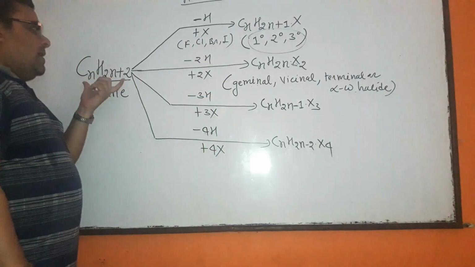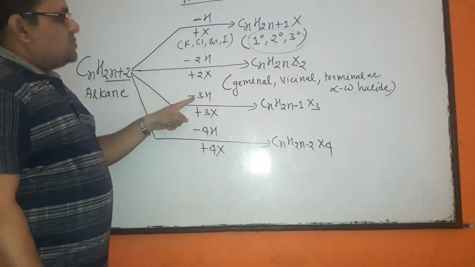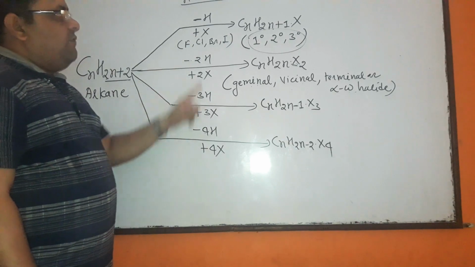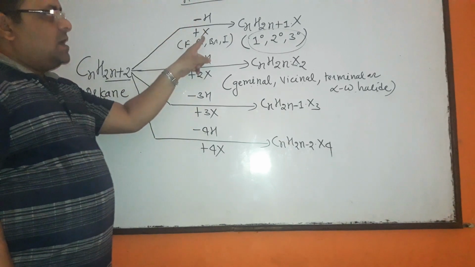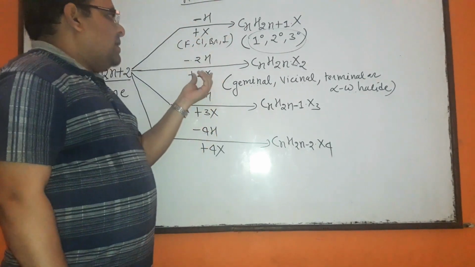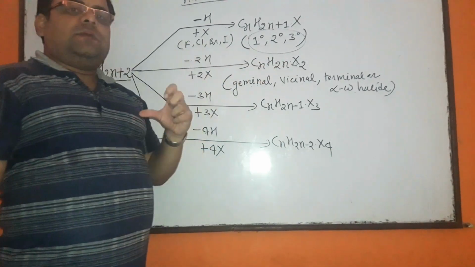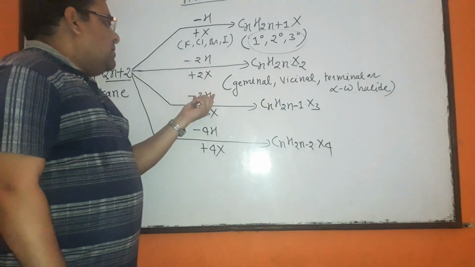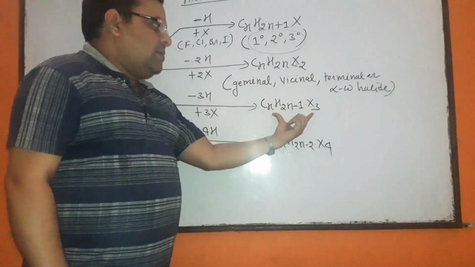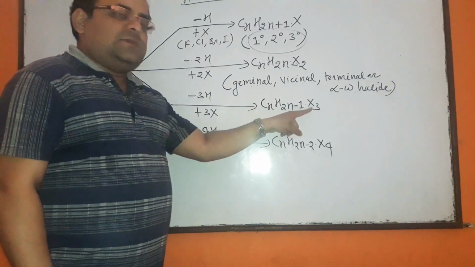Halogen derivative of an alkane means these are prepared by the substitution of one or more hydrogen element of an alkane by one or more halogen element. If we replace one hydrogen element by one halogen element, then monohalogen derivative can be formed. If two halogen elements are added with alkane, by the substitution of two hydrogen element, then dihalogen derivative can be prepared. If three hydrogen element of an alkane are substituted by three halogen element, then trihalogen derivative can be prepared. What is the general formula of trihalogen derivative of an alkane? CnH2n-1X3.